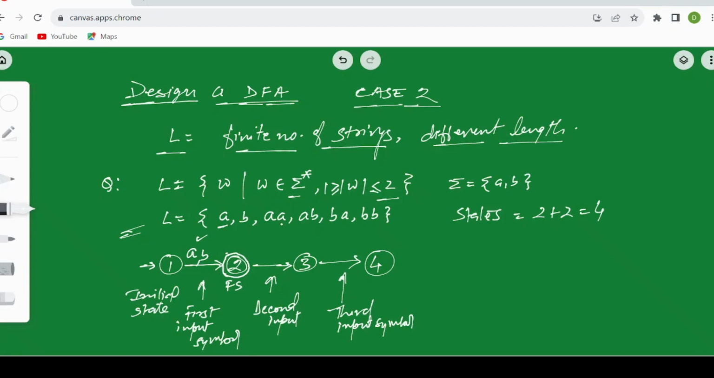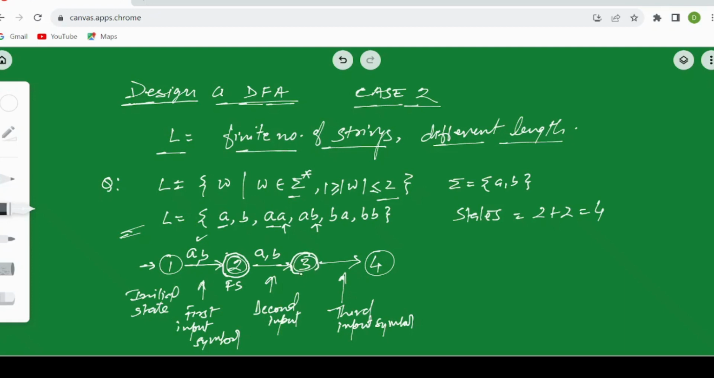But from the language, it is also clear that the automaton is accepting strings of length 2 also. As the second input symbol, we can have A as well as B, and both should be accepted. Therefore, state 3 also will be a final state. So in this case, we will have two final states.